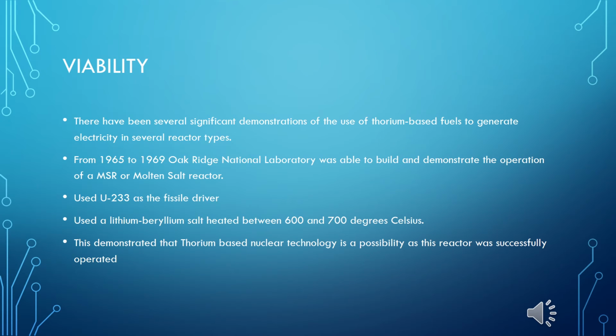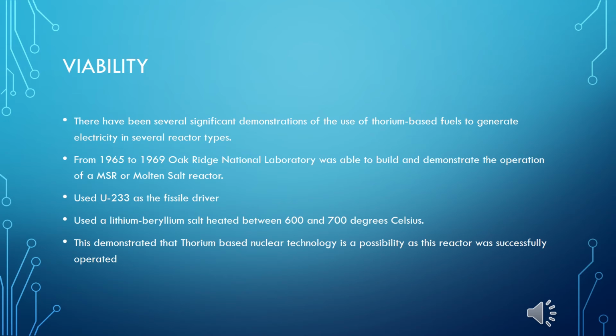Thorium reactor-based technology is very viable. There have been several significant demonstrations of this technology. One example, from 1965 to 1969, is when the Oak Ridge National Laboratory built and demonstrated the operation of a molten salt reactor. They used uranium-233 as the fissile driver to provide the neutrons to convert the thorium into a fissile material, and their mixture was a lithium-beryllium salt that was heated to 600-700 degrees Celsius.